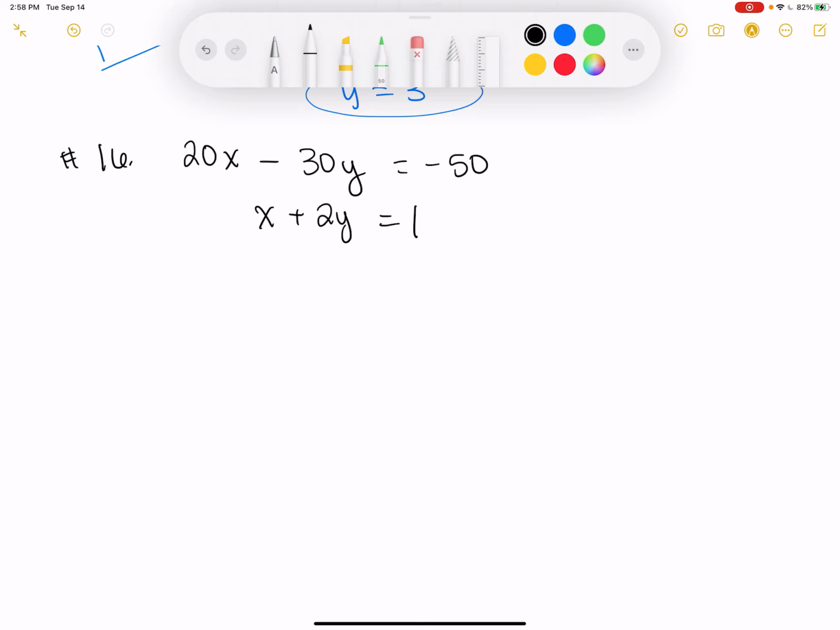So remember, what you just found is the y value. So you need to put that value in for y instead of x.